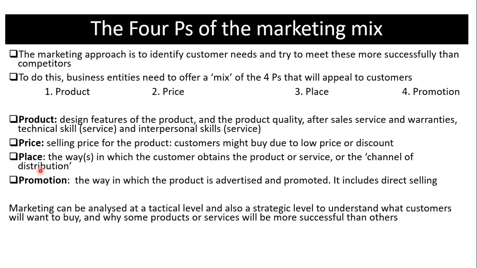The 4th P is promotion. This is how the product is advertised and promoted. And this also includes direct selling from direct selling agents or direct sales agents to the customers. Okay, so if you have a product, essentially the product would have all these. If you are selling a product in a market, right, it will have all these as its features. All right, and essentially what you have to do is to be able to balance these in order to appeal to the customer needs. All right.